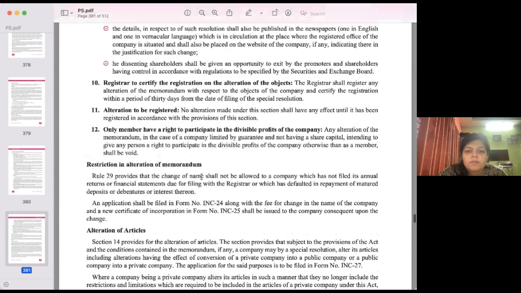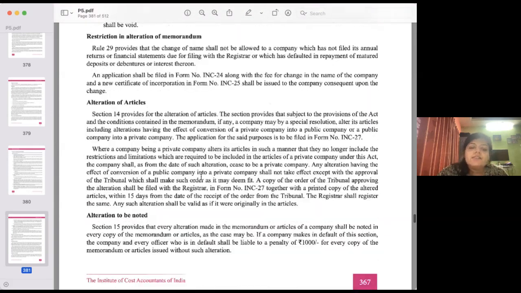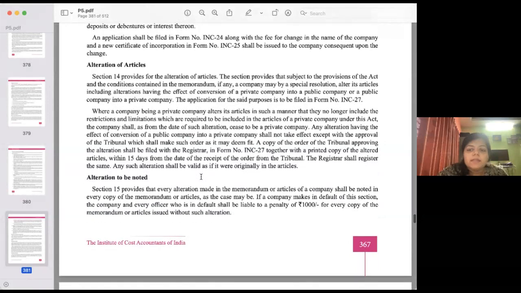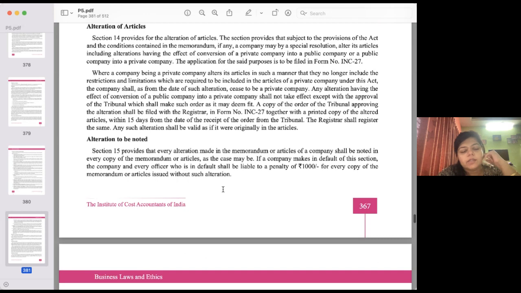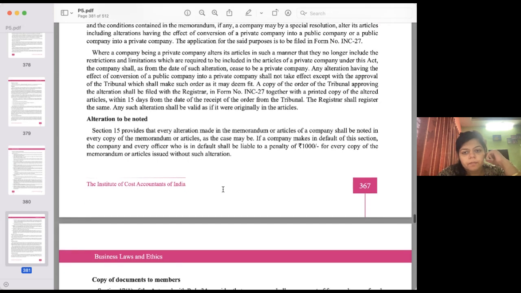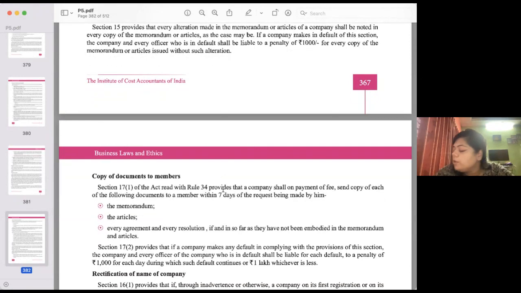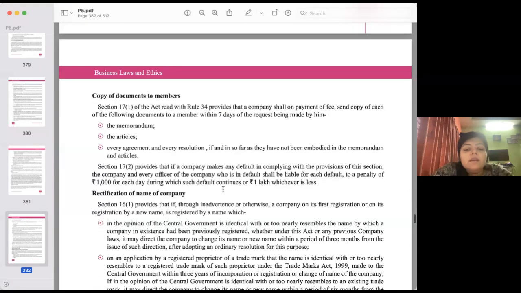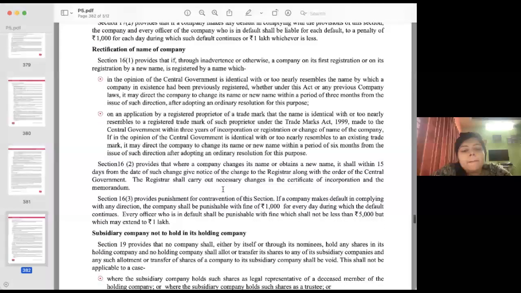Only members have a right to participate in divisible profits. The next is with respect to alteration of articles, which has been similarly provided under Section 14. How exactly alteration of memorandum is done is all mentioned here: the whole procedure, which form needs to be used, how much money has to be paid, what kind of resolution is required, everything.